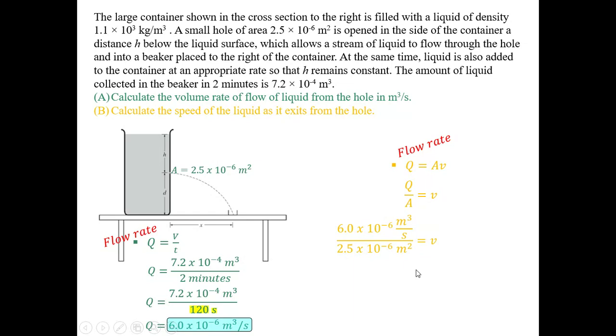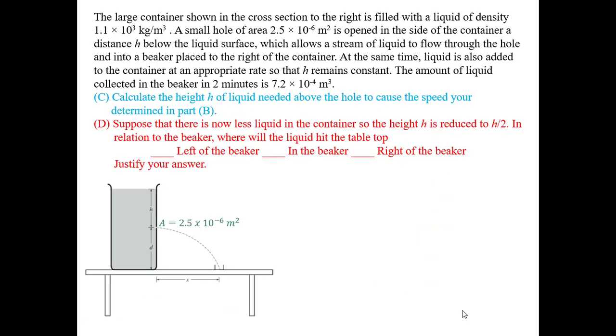If you look at this term correctly, there's 10 to the negative 6 in the numerator, and there's 10 to the negative 6 in the denominator. I'm just going to cross it out so my calculator works less. At the end of the day, to find the speed that it shoots out at this little hole, all you have to do is 6 divided by 2.5, which gives you 2.4 meters per second. So that's the speed. All right, that is it for A and B. Let's do C and D.